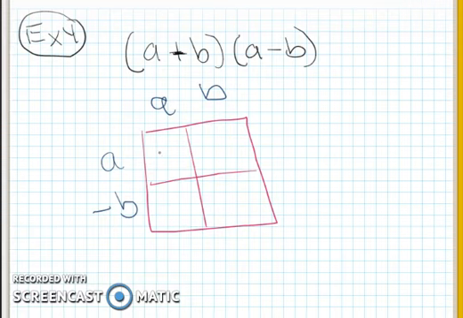Alright, a times a is going to give me a squared. a times b is going to be ab. a times negative b is going to be negative ab. Notice I put the letters in alphabetical order. Kind of helps me visualize it. So always try and put them in alphabetical order. So a comes before b. And the b times a negative b is a negative b squared.